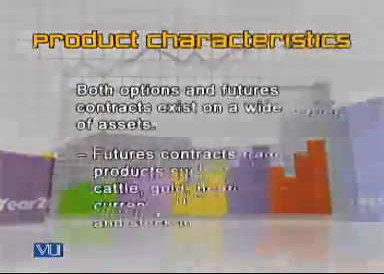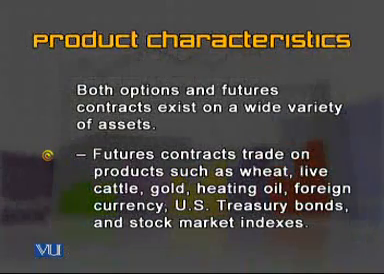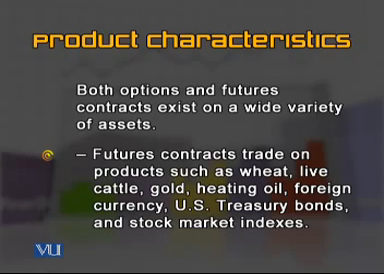The futures contracts trade on products such as wheat, live animals like cattle, sheep, gold, silver, platinum, heating oil, cooking oil, foreign currency, US Treasury bonds, stock market indices. There are a wide variety of things that you could have a futures contract on. They're all deliverables.